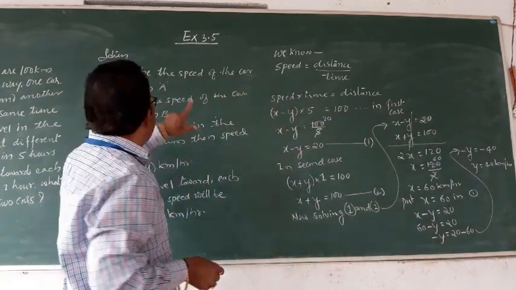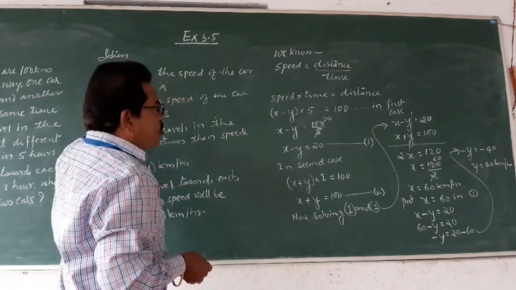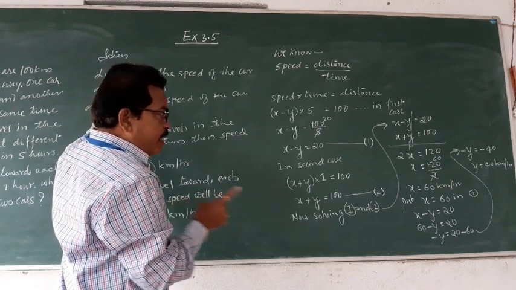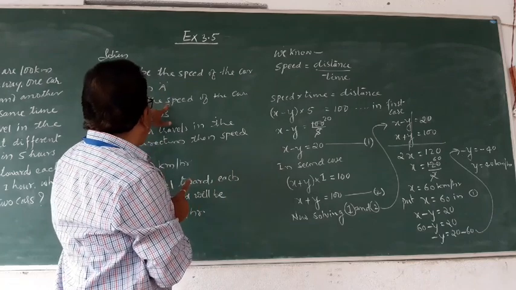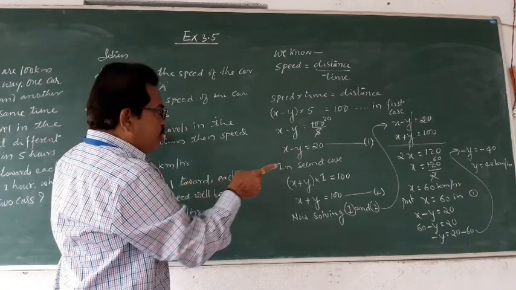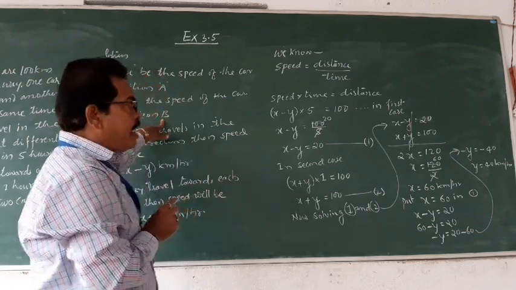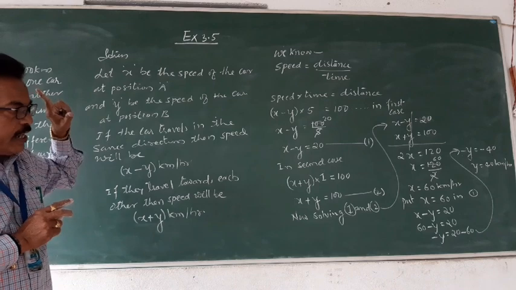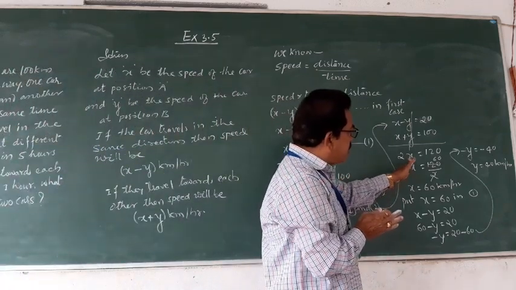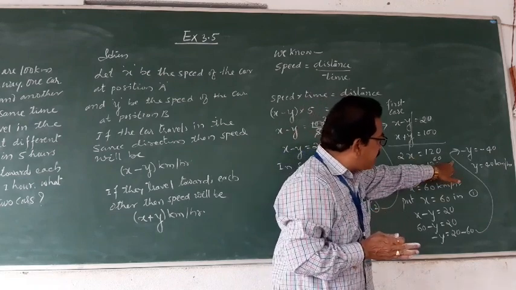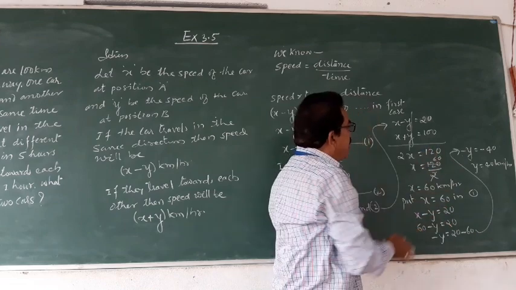See, the speed of the car at position A is x we have considered. So x equals 60 kilometer per hour. Then speed of the car at position B we have considered as y. So y is equal to 40 kilometer per hour. Okay, write down the question. So here a little bit of compact way of solving has happened. So solve carefully this part of the problem.